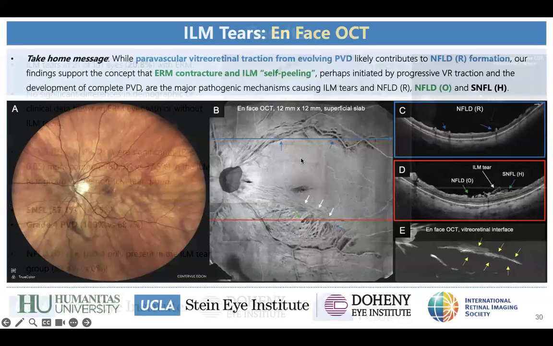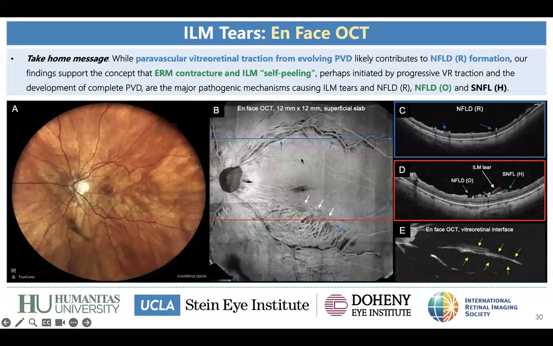So we concluded that while paravascular neuroretinal defects likely result from PVD, from evolving PVD, the presence of inner retinal dimples in the context of ILM tears is likely associated with a progressive epiretinal membrane contracture and ILM self-peeling, in a similar fashion to ILM peeling causing inner retinal dimples after surgery.